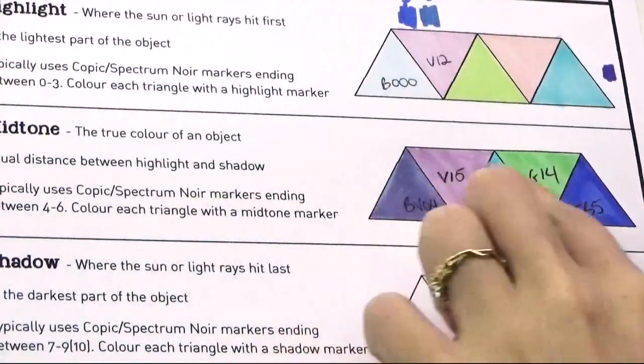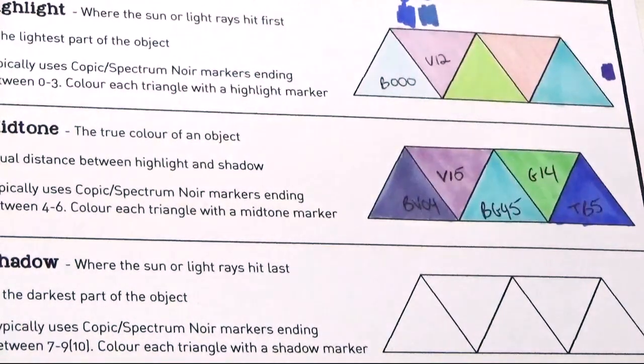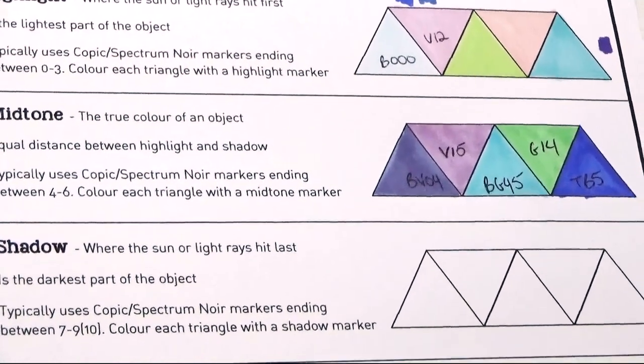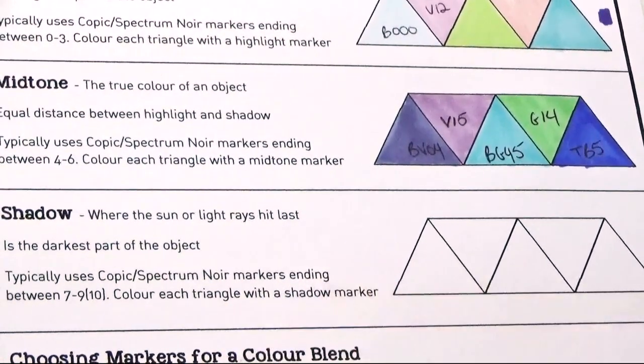And you can see all these markers are just a little bit darker than your highlight ones that you started with there. So we've gone from lightest, coming a little bit darker, and now we're going to go a little bit darker again into our shadows. The shadows are where the sun or the light rays hit last, and it's the darkest part of the object. It's what we use to show the distance between objects as well.